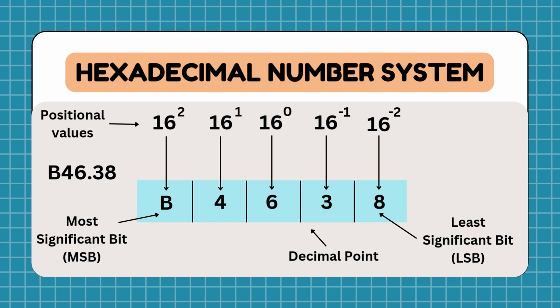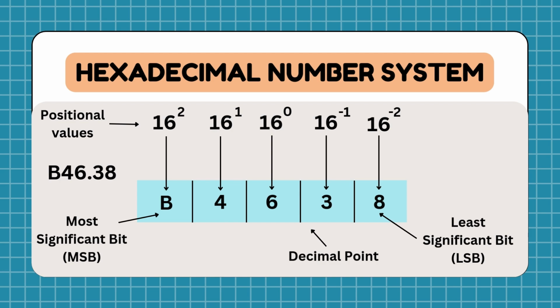The decimal point separates the whole number part from the fractional part. The digits after the decimal point represent fractions of powers of 16. The digit 3 is in the 0.0625's place, 16 to the power of -1, so its value is 0.1875. The digit 8 is in the 16 to the power of -2's place, so its value is 0.03125. The digit 8 is the least significant bit.